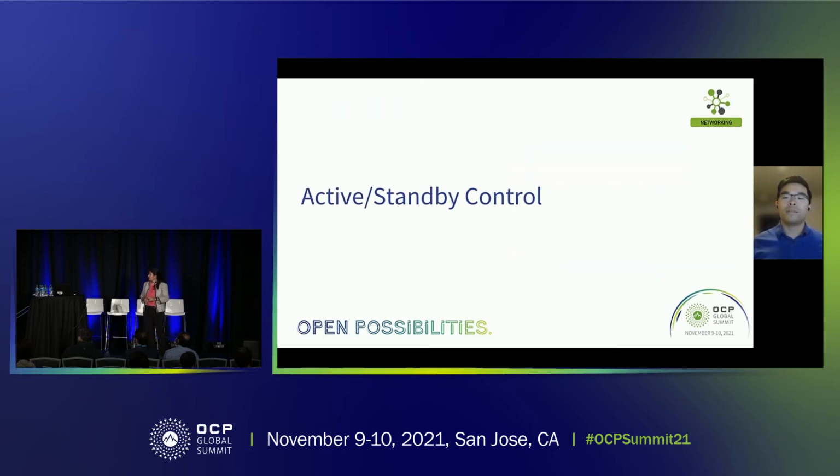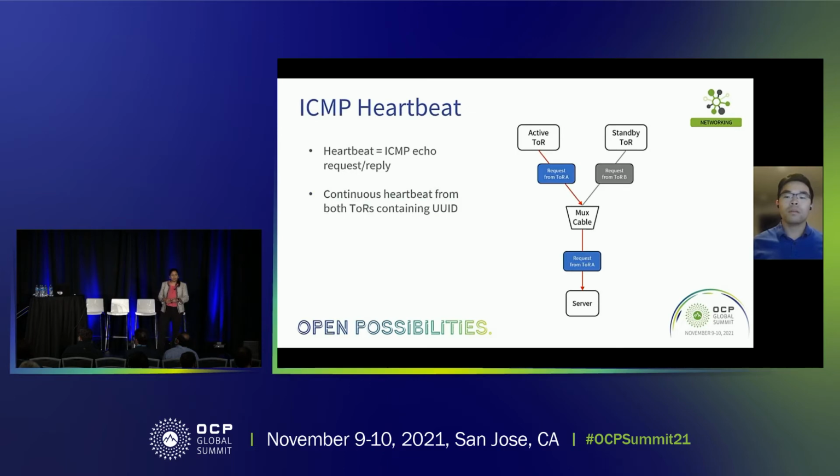Now we'll take a look at the mechanism that Sonic uses to determine which TOR is active and which is standby. Both TORs will send a continuous heartbeat to the server. The heartbeat is simply an ICMP echo request, which also contains a UID for the originating TOR as the payload. Because of the cable's design, only the active TOR's heartbeat will reach the server. The standby TOR's heartbeat is dropped by the cable.